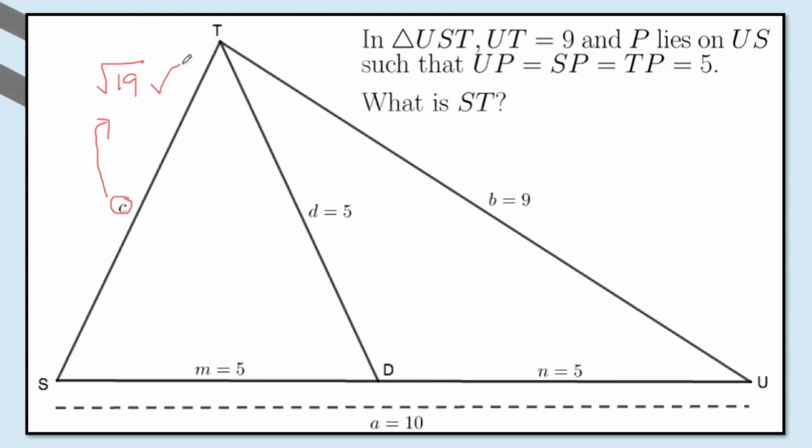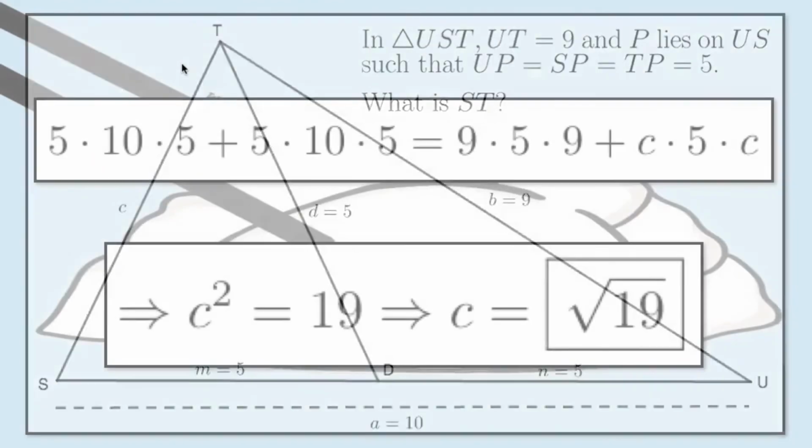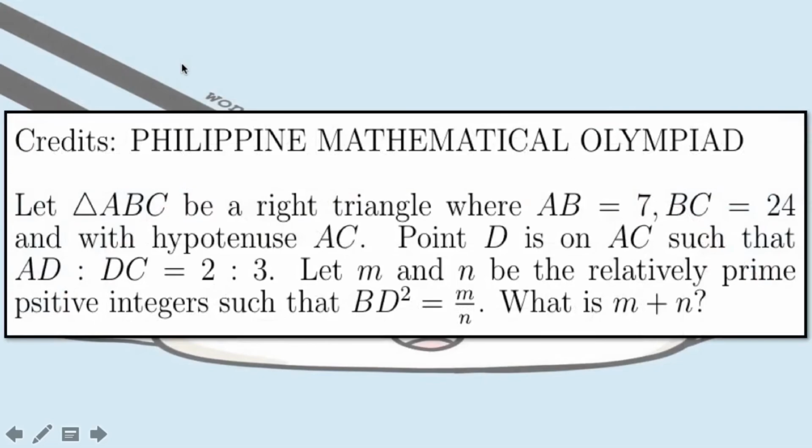But before we end, I'd like you guys to have this item from the Philippine Mathematical Olympiad. So let triangle ABC be a right triangle where AB equals 7, BC equals 24, and with hypotenuse AC. Point D is on AC such that AD is to DC equals 2 is to 3. Let m and n be the relatively prime positive integers such that BD squared equals m over n. What is m plus n? Again, m and n being relatively prime positive integers is just a fancy way to say m over n is in lowest terms. So try to use Stewart's theorem to answer this item.